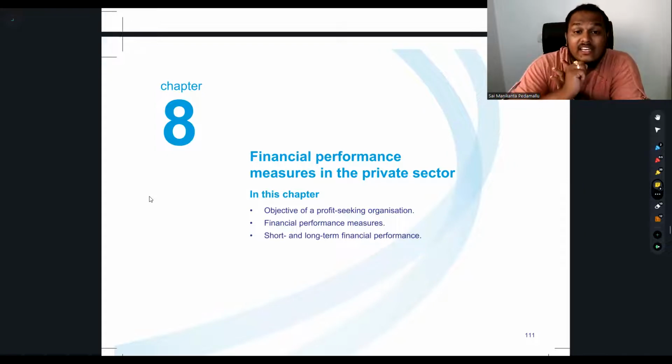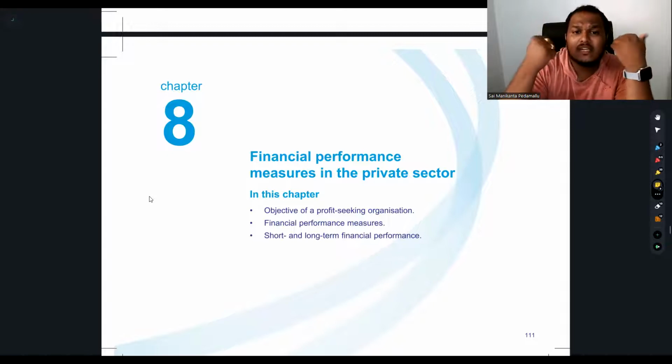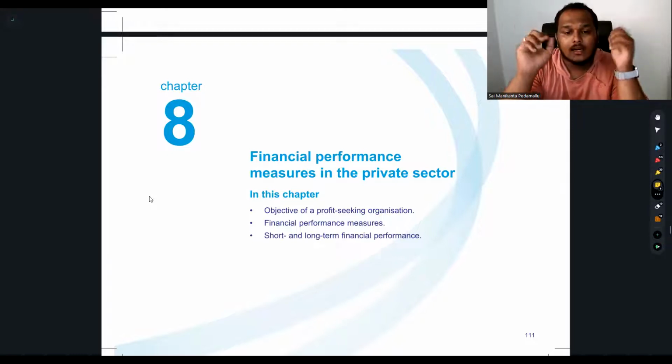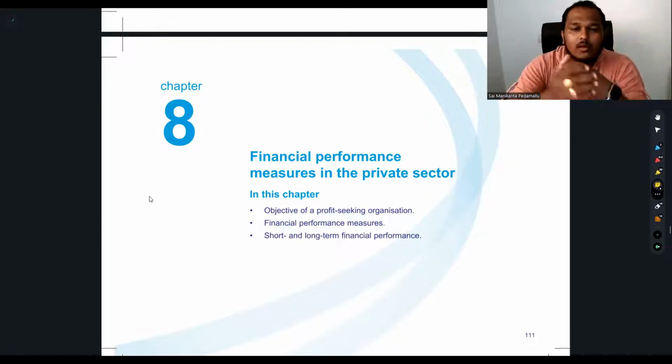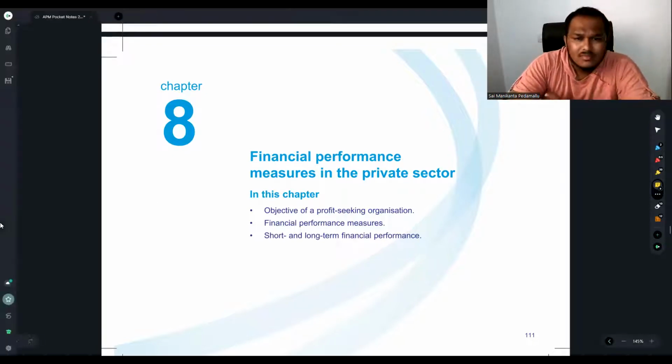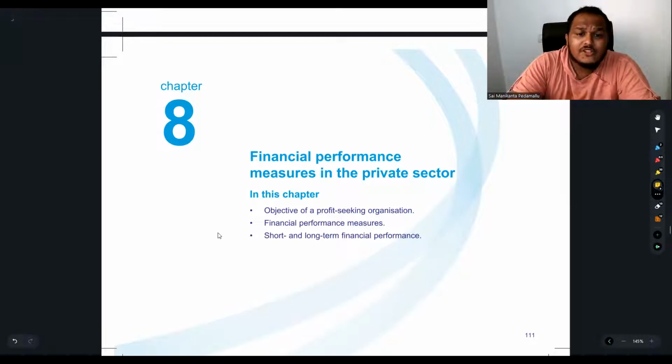The same is repeated in F9 as ratios. Then it is also repeated in SBR in interpretation of financial statements. It is there in SBL. It is there in APM. So basically every topic, every subject of your ACCA curriculum has ratios or measuring the performance of the company. Isn't that what chartered is all about? Like knowing the financial statements of the company. So this is the second most important topic, financial performance measures in private sector.